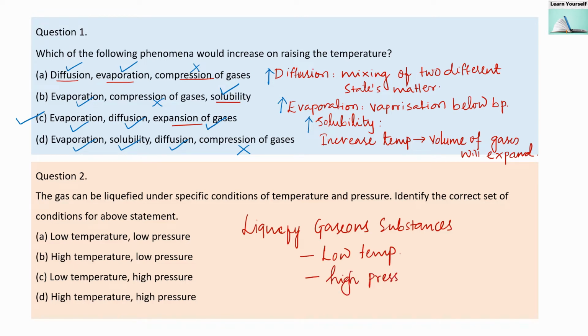Because when we are going from the gaseous state to the liquid state, the mobility of the particles is very less, particle movement is very less, and the energy of the particles is less. So at low temperature, particle movement will reduce. When we are compressing them, the molecules will come together. So the gaseous compound will convert into liquid state. So at low temperature and high pressure, we can liquefy the gaseous compound.